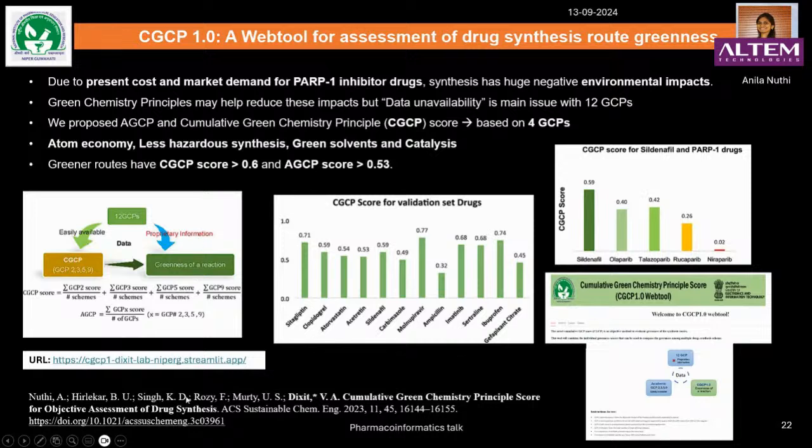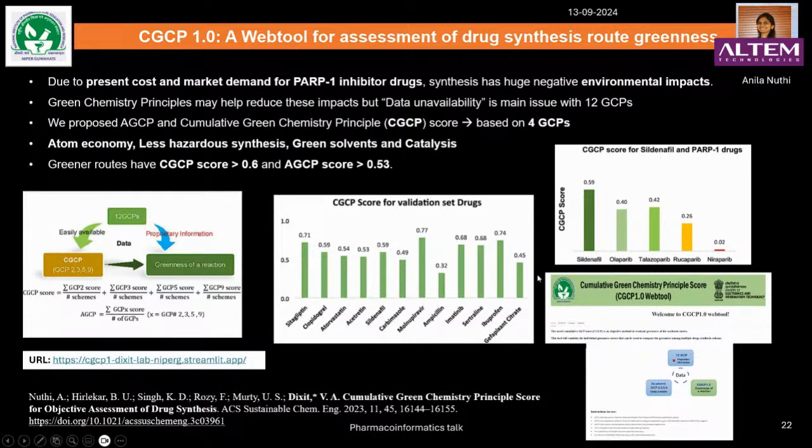So in this paper, we have detailed the methodology that is behind the ACGCP and CGCP scores. Once you analyze the retrosynthesis and synthesis scheme in detail, then you can assign the scores to the different steps in the scheme. And we have validated our CGCP score using a set of 11, 12 drugs which are known to be green. Their synthesis routes are known to be green.